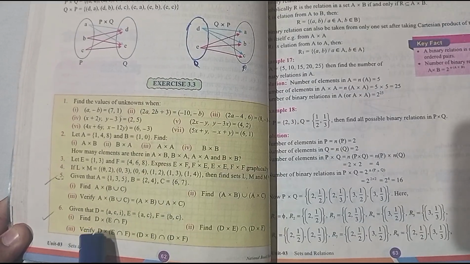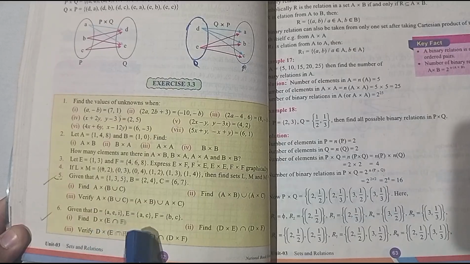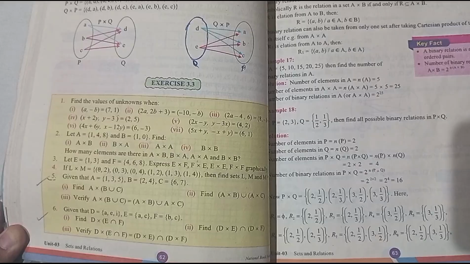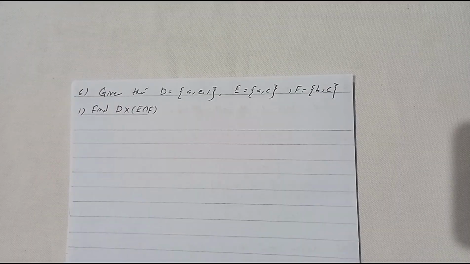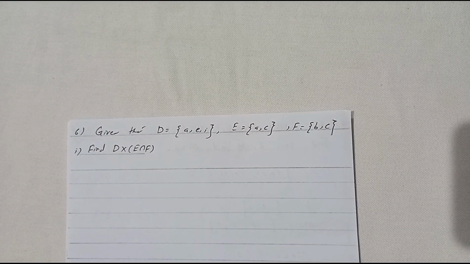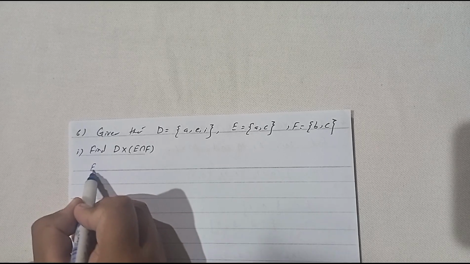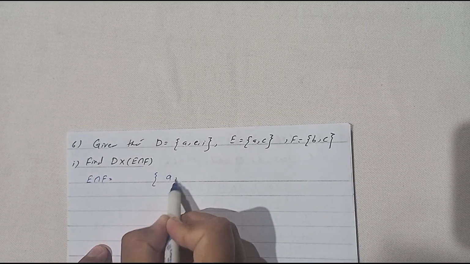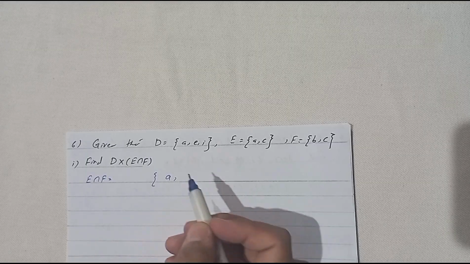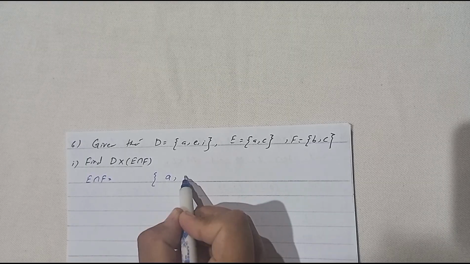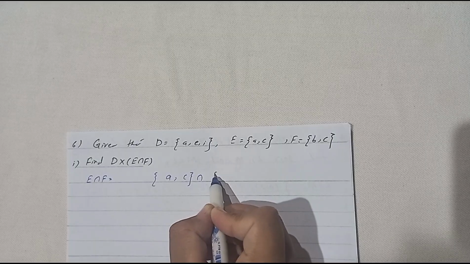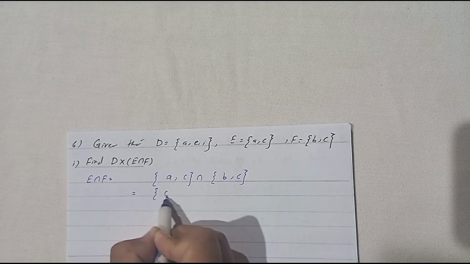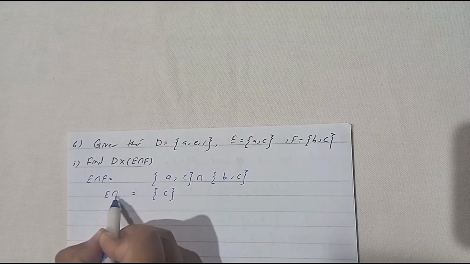Question number 6 is given that D is a set with elements A, E, I, E with A, C, and F with B, C. So verify the first part, that is, the cross product of D and E intersection F. So first we find the intersection of E and F. Write the elements of E, A comma C, intersection with the elements of F, B comma C. As you can see, the only common element is C.